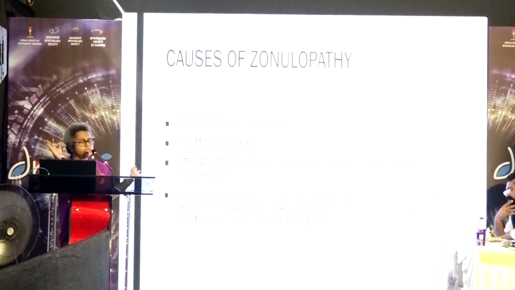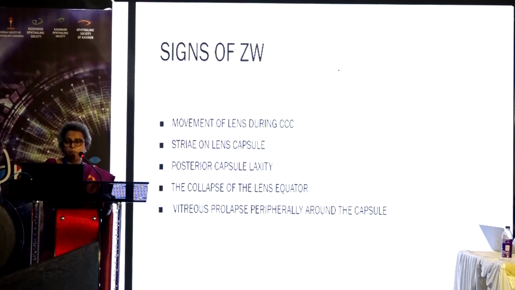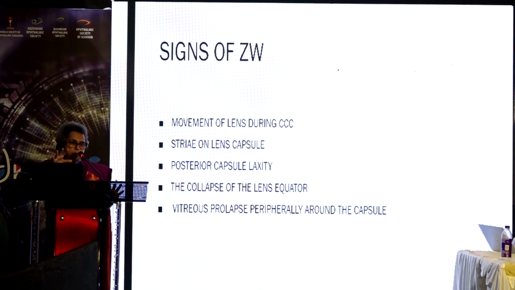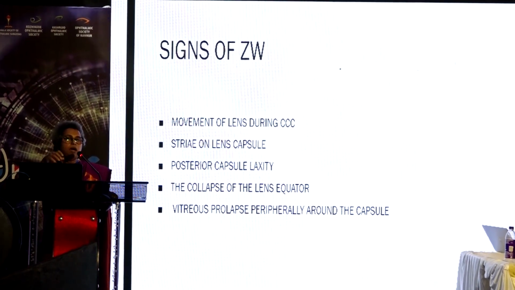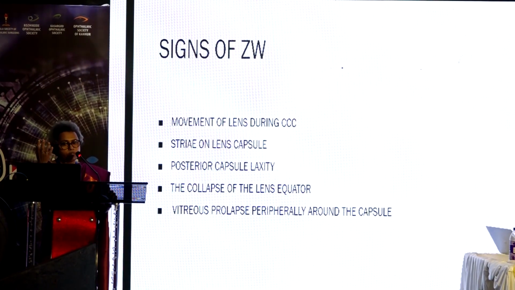These are the situations where you are mentally prepared to be dealing with zonulopathy, like when there is pseudo-exfoliation, or trauma, or something has been done pre-operatively, like a pars plana vitrectomy, ultrafluorescent cataracts, all the other surgeries that you just watched, and also these syndromes. But when you are in the OT and not expecting a zonular weakness, how would you identify it? These are the signs of zonular weakness that you need to be watching out for.